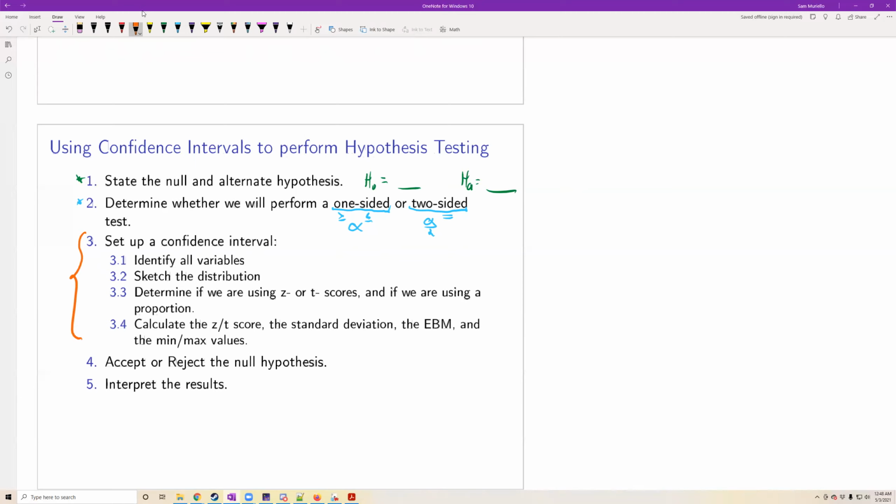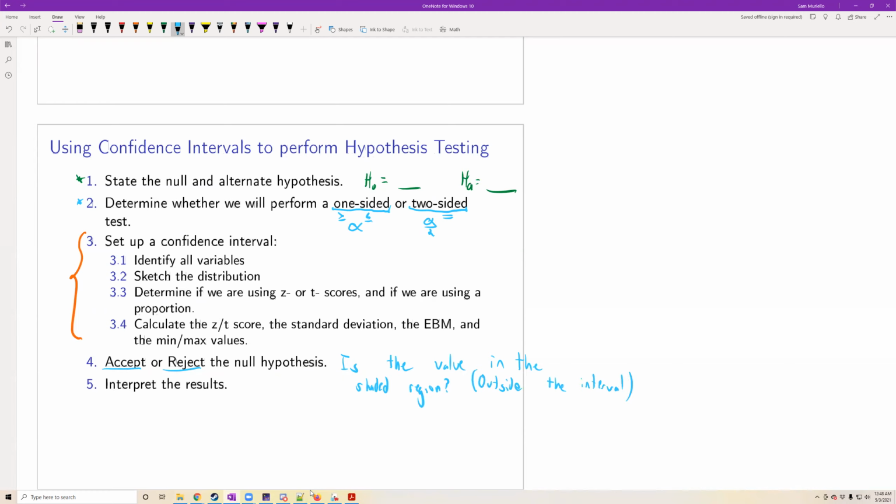Then we'll come up with a conclusion. Accept or reject the null hypothesis. And this deals with, is the value in the shaded region, or more specifically, outside the interval.